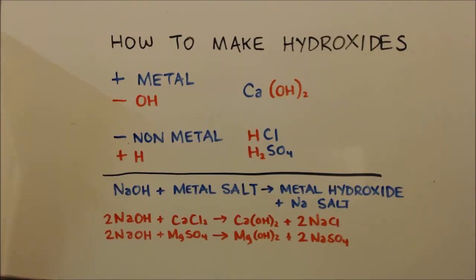I'm here to show you, or tell you, how to make hydroxides. A hydroxide is just a metal and also an OH. And you should think of that OH as part of water. Okay, so it's a positive metal and a negative part of water.